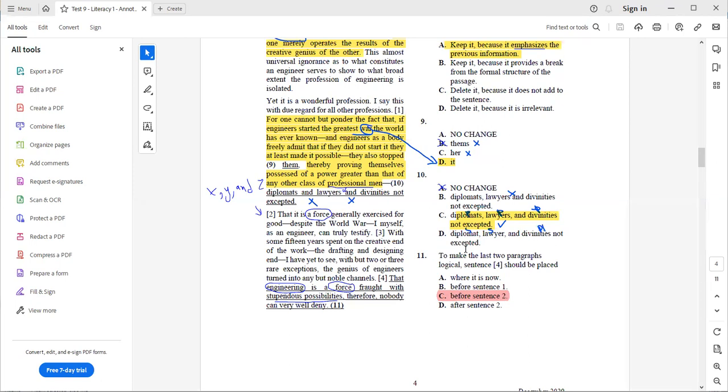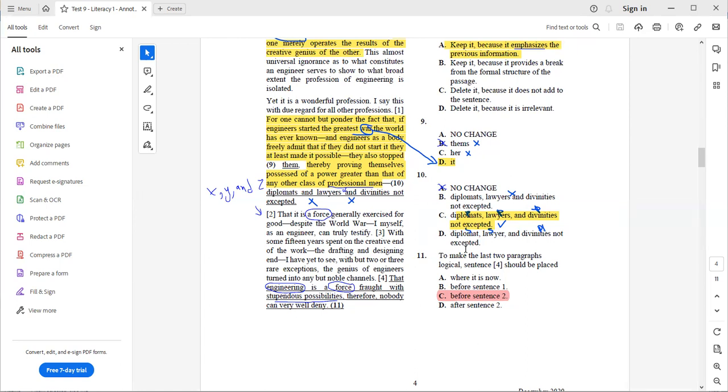Okay, Marshall Ziad. To make the last two paragraphs logical, sentence 4 should be placed. That's a cohesion question. So we will read sentence 4, and then we will read every sentence and find the common keywords. Marshall, please read sentence 4. "That engineering is a fourth field with stupendous possibilities. Therefore, nobody can very well deny."